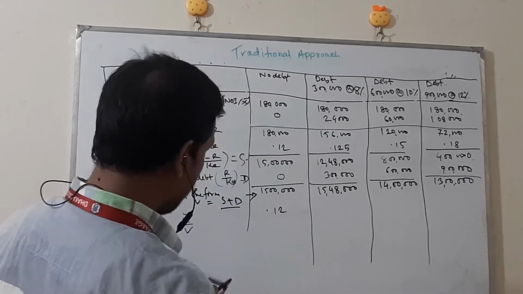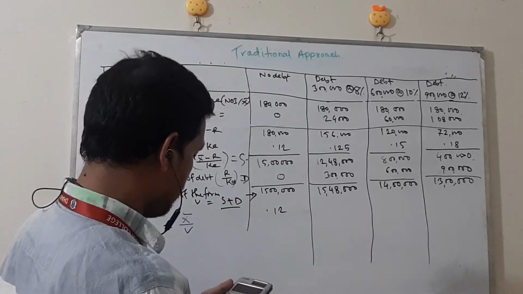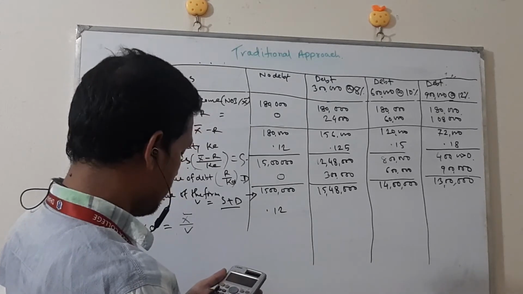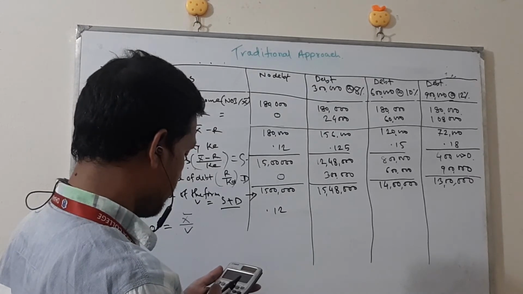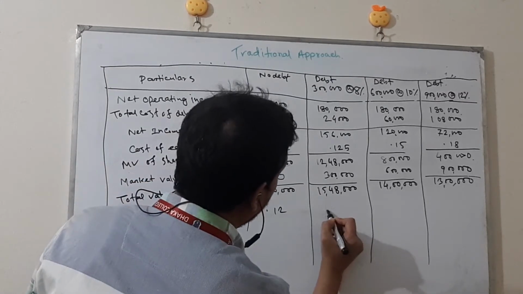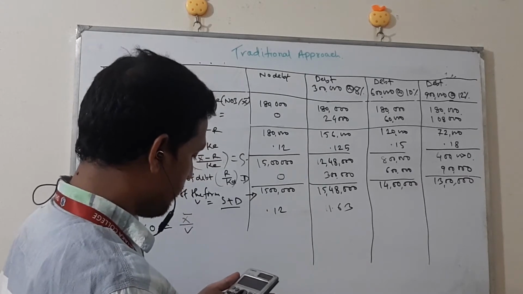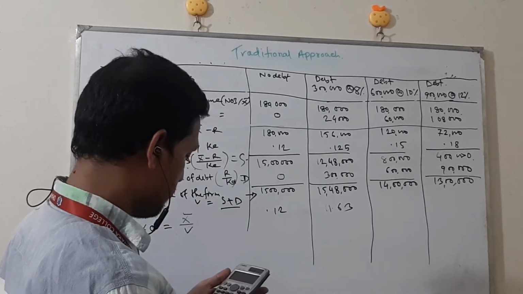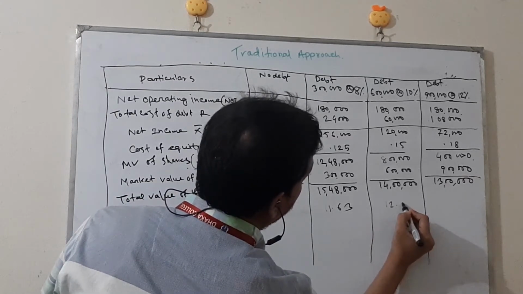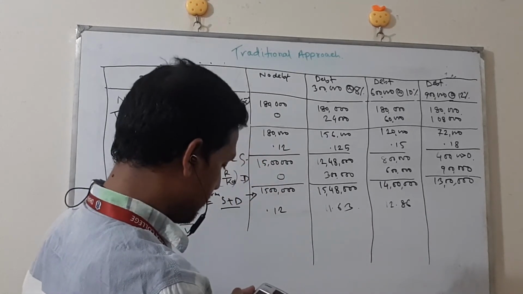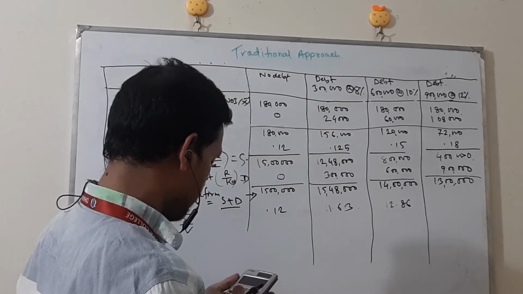Okay, then X bar 180,000 divided by 15,48,000 taka, I mean 11.63%. Then 12.86%, and then 13.85%.